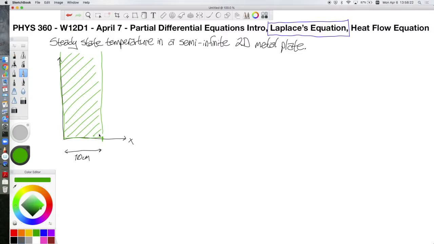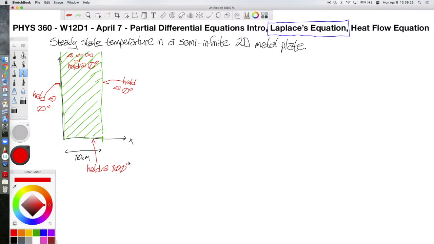And we're going to hold various sides of this plate at specific temperatures. If we're going to use Laplace's equation, we can't have any sources of heat within this metal plate. But that doesn't mean we can't hold the edges of the plates at certain temperatures. So the left and right sides we're going to hold at 0 degrees. And the top edge of the plate, which is at y equals infinity, is also going to be held at 0. And the bottom edge of the plate we are going to hold at 100 degrees.